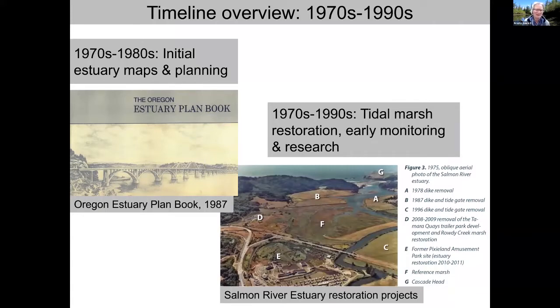It starts back in the 70s and 80s, and I really should just begin by saying we stand on the shoulders of giants, because some of you in on this talk today were involved in this early work in the 70s and 80s when we were first learning about tidal wetlands and estuaries on the coast. And that early work led to a foundational document that's still used today, the Oregon Estuary Plan Book. And it was followed by some additional research and restoration activities like the ones shown in the Salmon River estuary in the lower right here. And that was really focused on tidal marsh specifically.